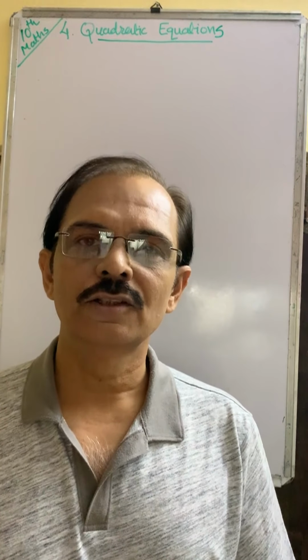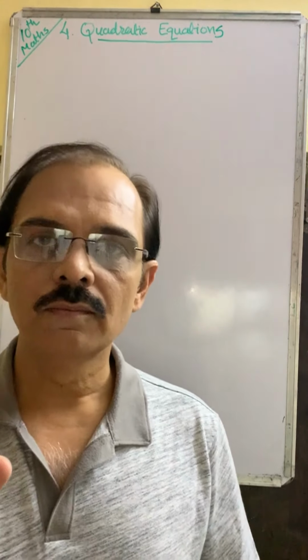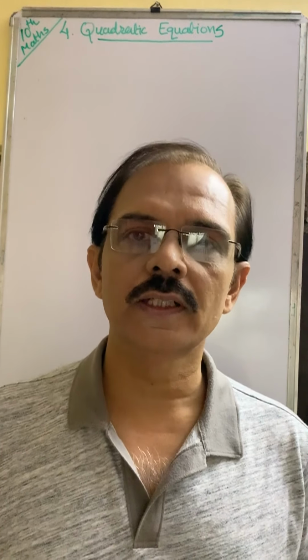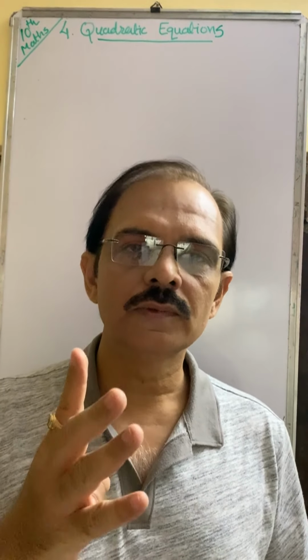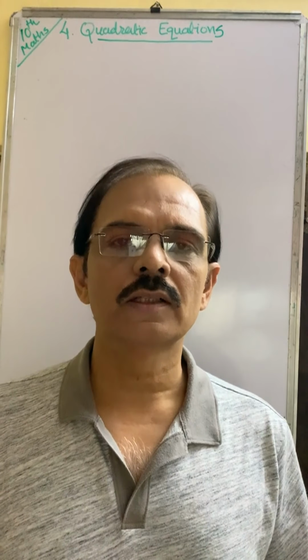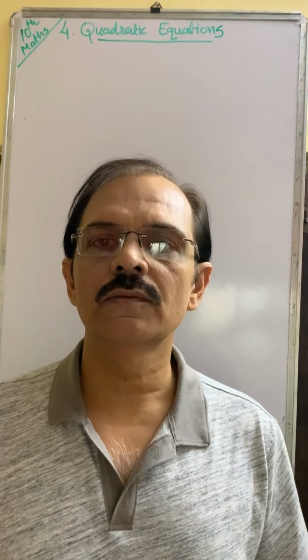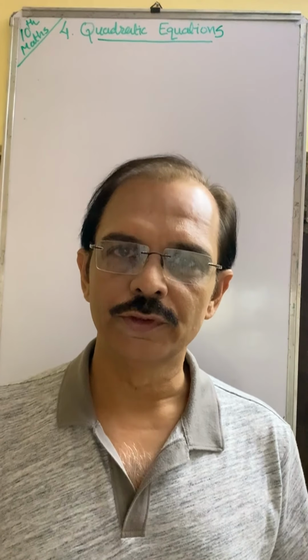Let us start chapter number 4, quadratic equations. This is the most important chapter from the exam point of view because it carries 8 marks. 4 marks are for a problem sum, and the remaining are 2 marks for one sum and 2 marks for objectives. Okay, so this is important for you.